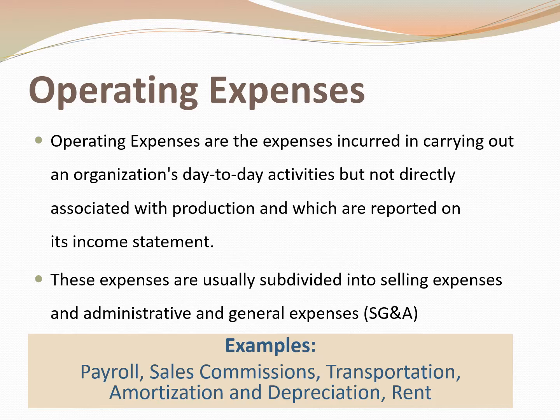These costs may have expired, may have been used up, or may not have a future value that can be measured. Operating expenses include such things as payroll, sales commissions, employee benefits and pension contributions, transportation and travel, amortization and depreciation, rent, repairs, and taxes. These expenses are usually subdivided into selling expenses and administrative and general expenses, also called non-manufacturing expenses.